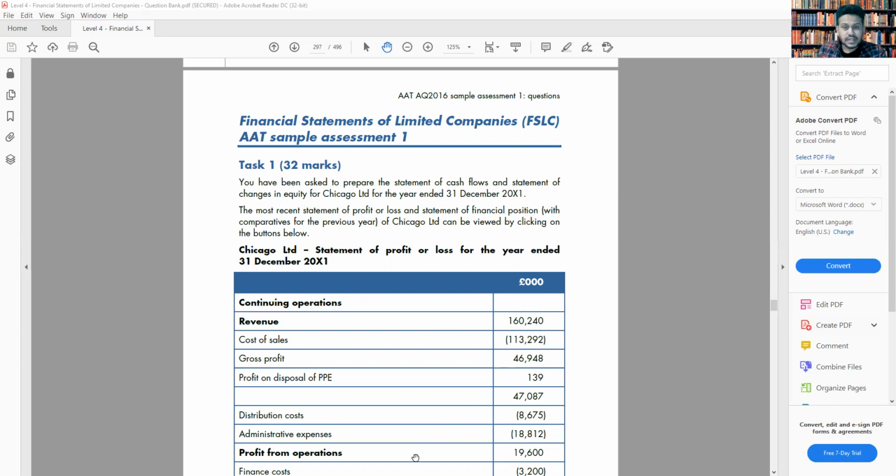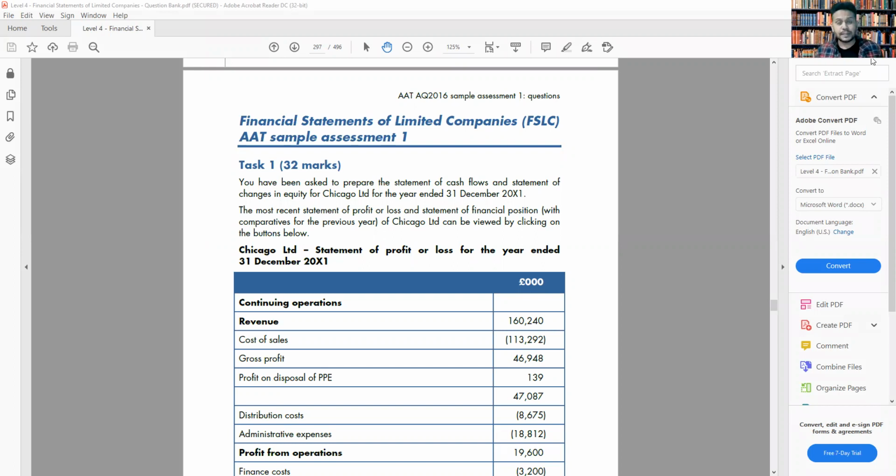Now, the cash flow statement is quite simple, and every single business prepares a cash flow statement. This cash flow statement is a part of the set of accounts. So when we prepare the accounts for a limited company, we have to prepare the cash flow as well, because this one is a part of the accounts.